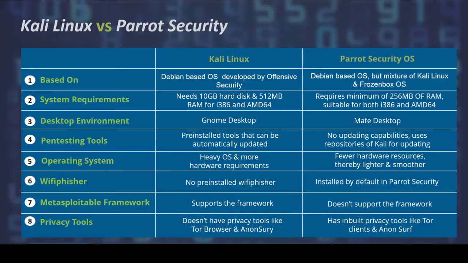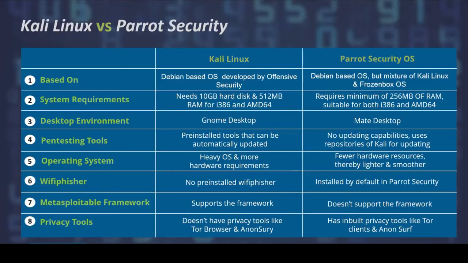And then about the operating system. As you know, Parrot Security is the most lightweight Linux distribution available for ethical hackers. Kali Linux is a very heavy operating system and has more hardware requirements compared to Parrot Security OS. On the other hand, Parrot Security OS uses far fewer hardware resources, so it's lighter and has smoother performance. And then comes a tool called WiFiPhisher.